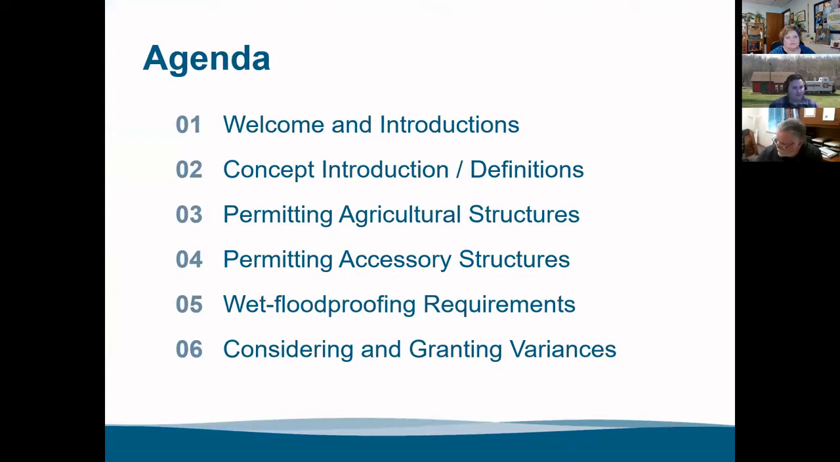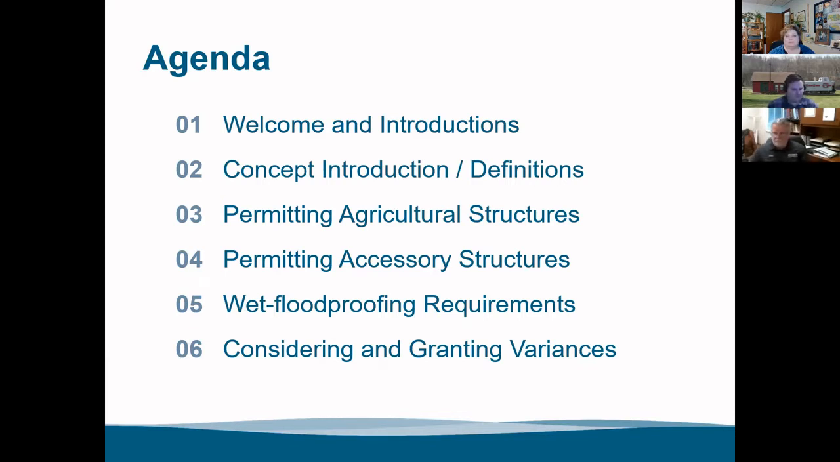We're going to be talking about a few different things. We've already covered our welcome and introductions. But next, we're going to introduce the concept. We're going to talk about FEMA's definitions and what this means for Nebraskans. I'll introduce the concept, why it's important, and we'll talk about some of the actual defining characteristics of agricultural and accessory structures. And then we're going to talk about the actual permitting process for both types of structures and what that may look like. We'll look at some examples of each and apply that definition.